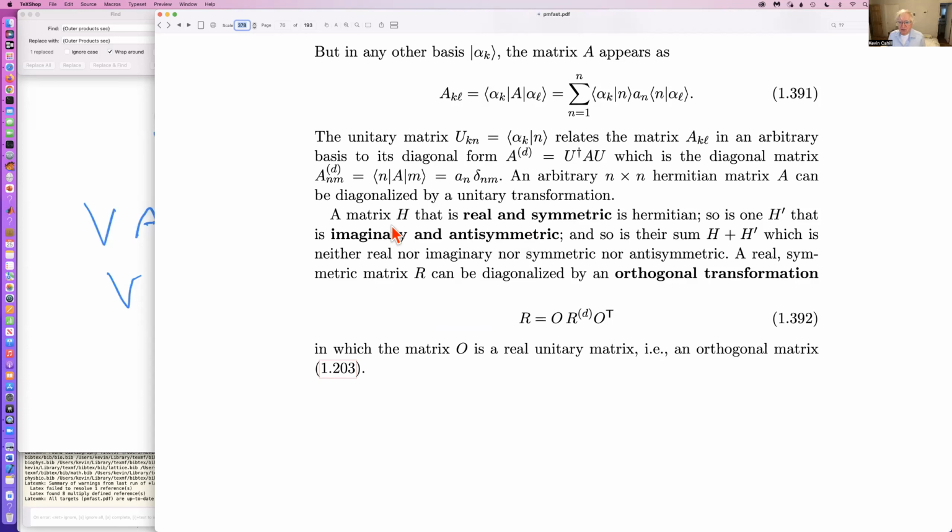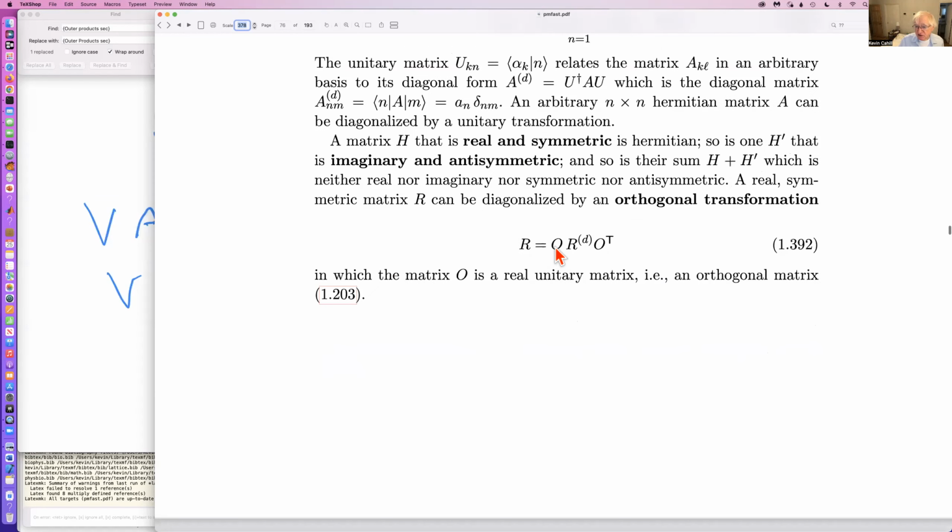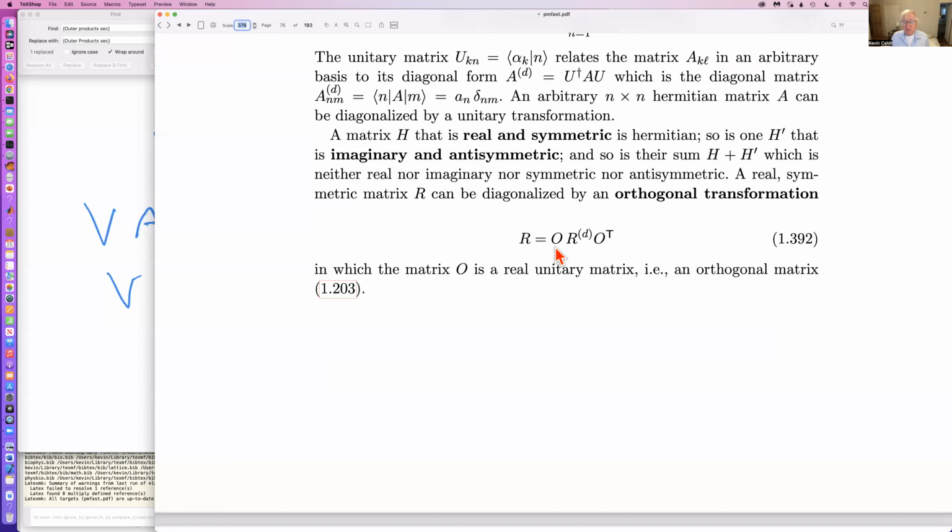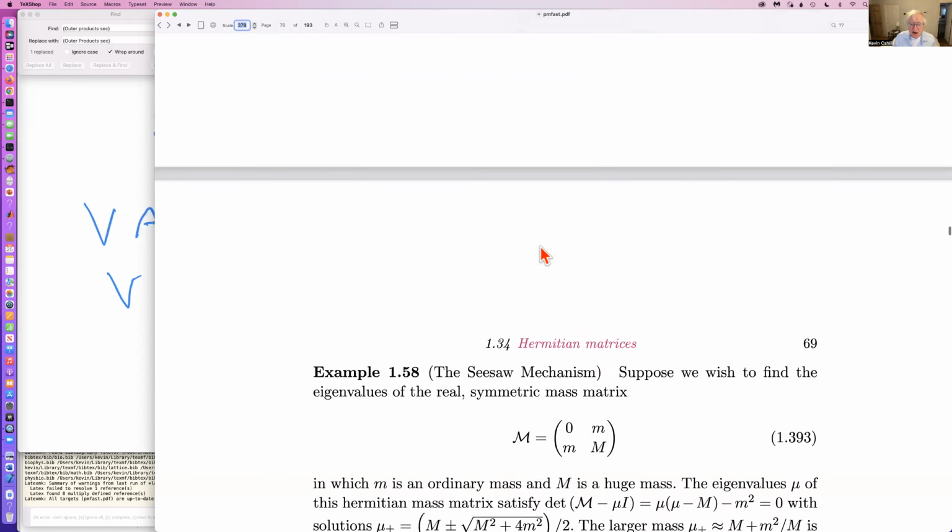And of course, as I said earlier, a matrix that's real and symmetric is automatically Hermitian, and a matrix that's imaginary and antisymmetric is automatically Hermitian. And you can add two Hermitian matrices and you get another Hermitian matrix. And if you take a linear combination of Hermitian matrices, as long as you use real coefficients, you get a Hermitian matrix.